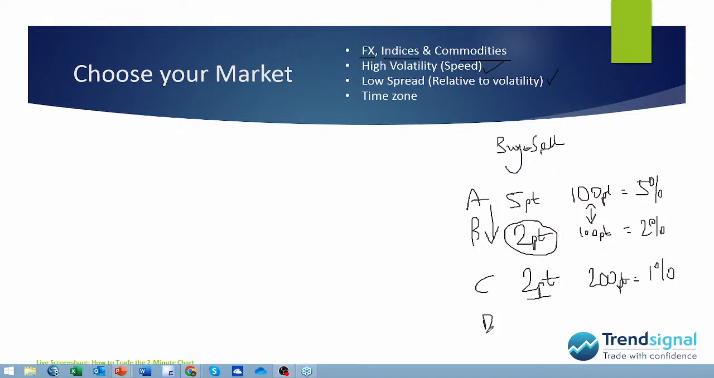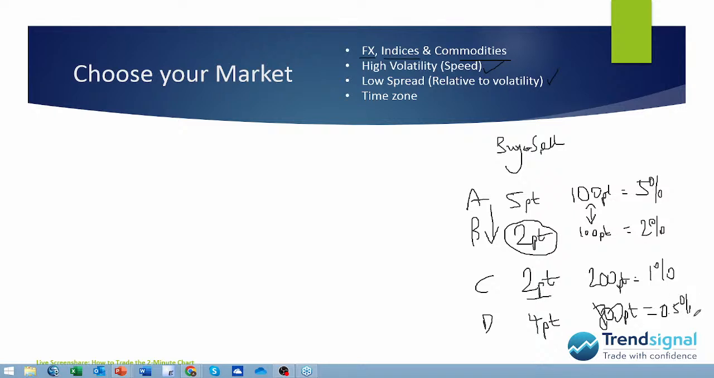And then you could even have market D. Market D might have a 4-point spread, but it might also have an 800-point move in a day. That's obviously a bit high, but the point I'm trying to make is that would be 0.5%.